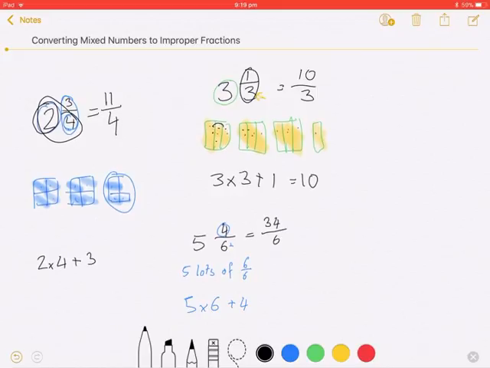34/6. Now you can see why it's improper. This guy's got a really big head at the top. The numerator is much bigger than the denominator, so it looks a little weird. Okay, that's how you convert mixed numbers to improper fractions.